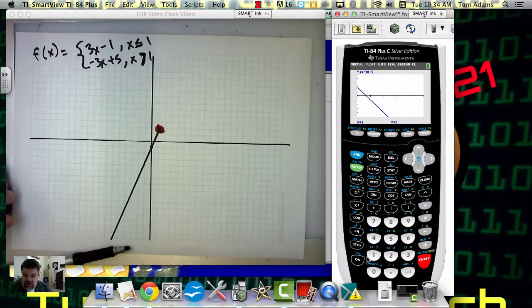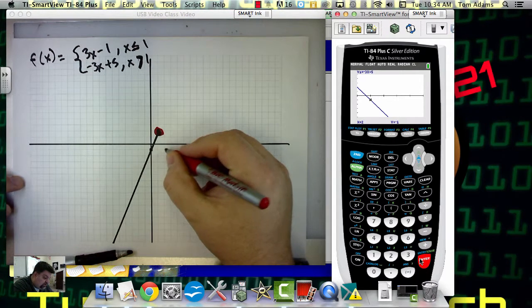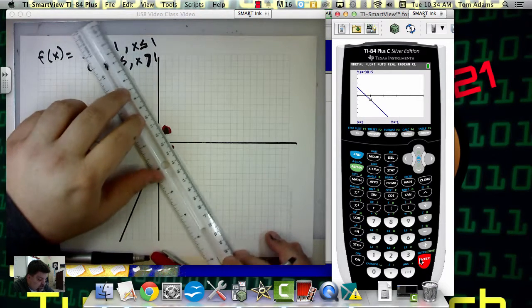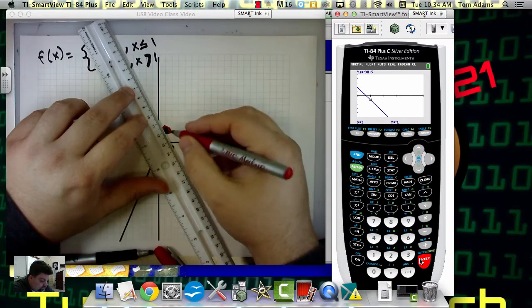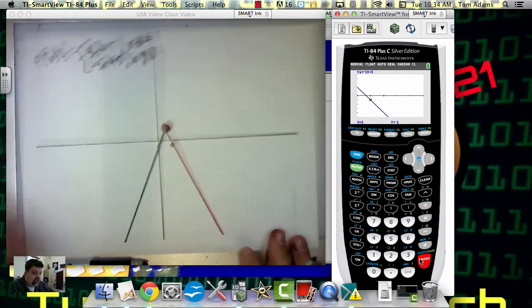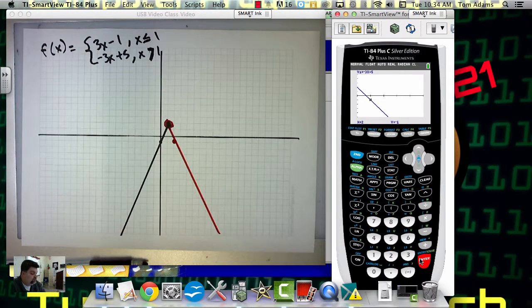Then I'm going to figure out another point. How about if we let x equal 2? That's -1. So when x equals 2, I've got a -1 here. Now I'm going to connect those two points. And I've sketched that. So that's my piecewise function. Any questions up to this point? Because this is what's hard about it.